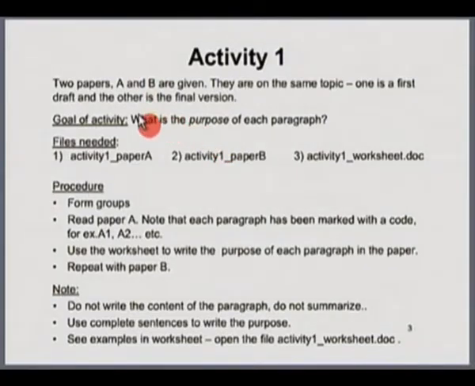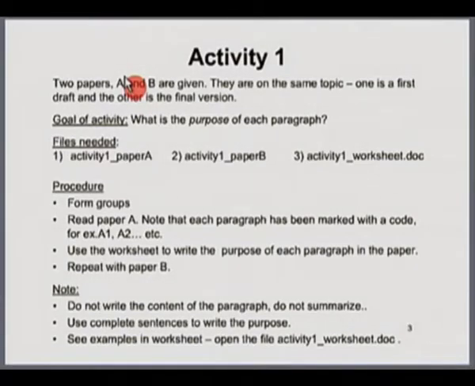What you need to do is first take your time to read both papers. Actually, I would say read one by one. So pick up paper A, and if you open paper A, what you will see is that each paragraph has been labeled as A1, A2, A3 and so on.